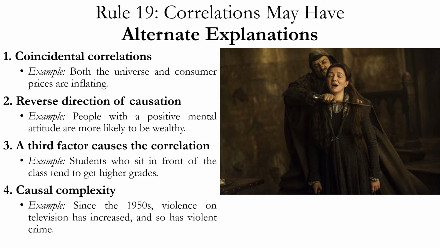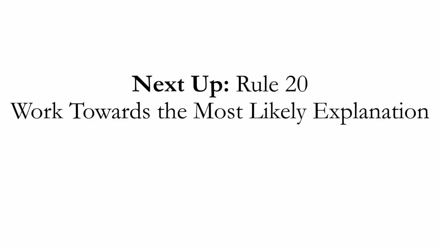Another possibility is that there's a feedback loop. So as violence increased on television or other media, that increased violent crime. As society became more violent, that increased consumer demand and producer supply of violence on television or other media. I'm not saying this is actually what happened, by the way, but it just shows you the possibilities for causal complexity that could exist behind what seems like a simple correlation. Next up, Rule 20, work towards the most likely explanation.